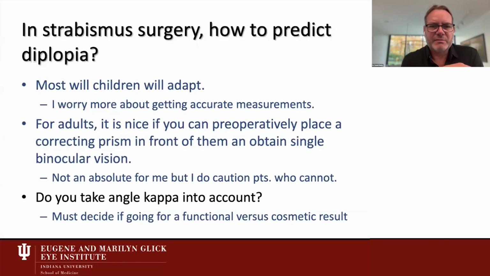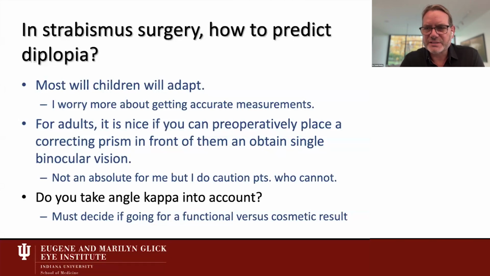And a related question came up in strabismus surgery: how do you predict diplopia? All right. Well, kids, I don't worry about it too much. Most of them adapt, and as long as you get accurate measurements, most of them will be okay. It's very rare that they have persistent postoperative diplopia that's a problem. If they do, sometimes prism is needed or revising the surgery.